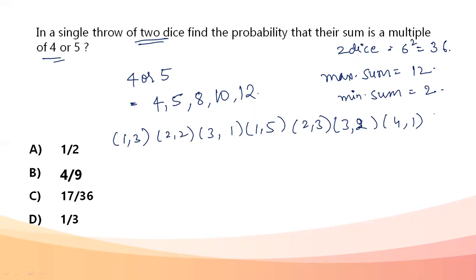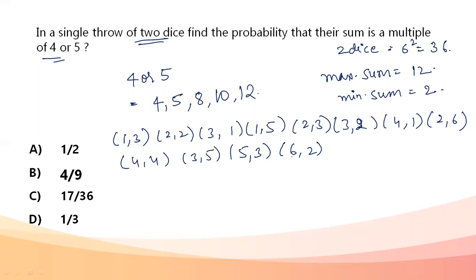Okay. Now I need 8. So 2 comma 6 gives me 8. 4 comma 4 gives me 8. 3 comma 5 gives me 8. 5 comma 3 gives me 8. 6 comma 2 also gives me 8. Okay, so this means 6 is on the first, 2 is on the second. This means 2 is on the first, 6 is on the second.